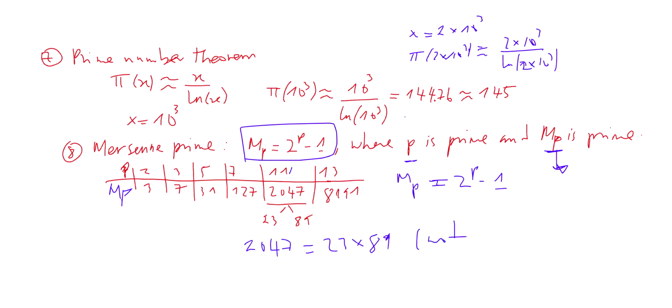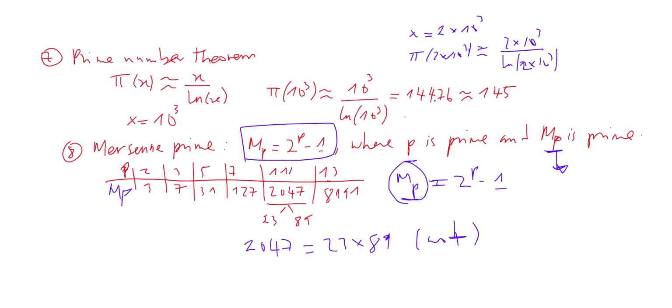There are many numbers you can generate from this using p to be prime, but not all of them will end up giving you MP which is also a prime number. Those ones which end up with MP also as a prime number, we call a Mersenne prime.